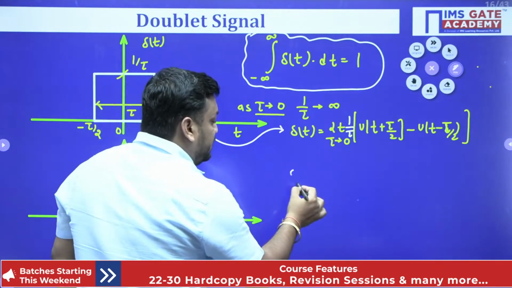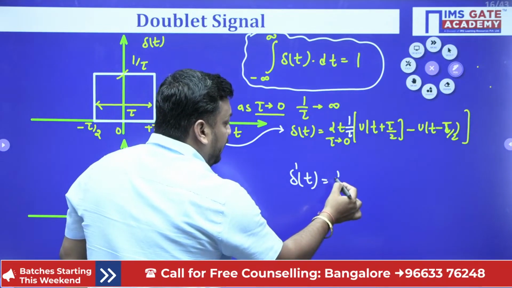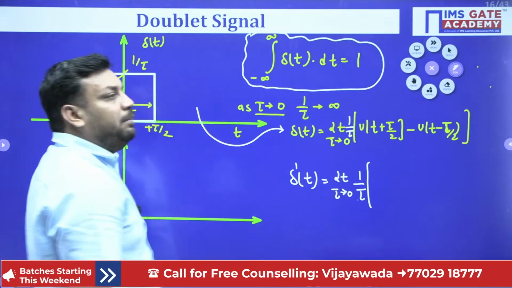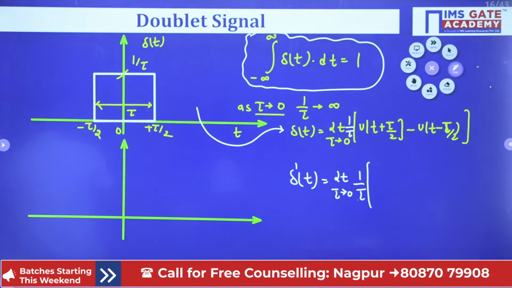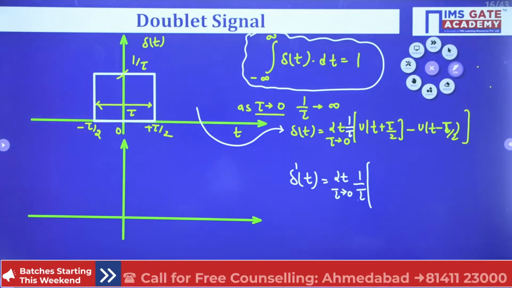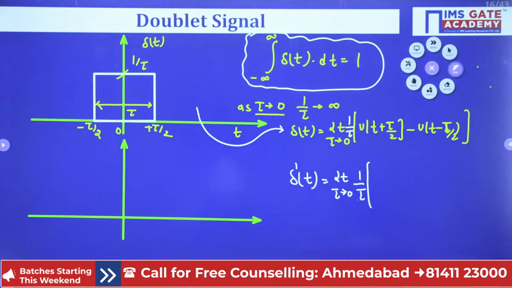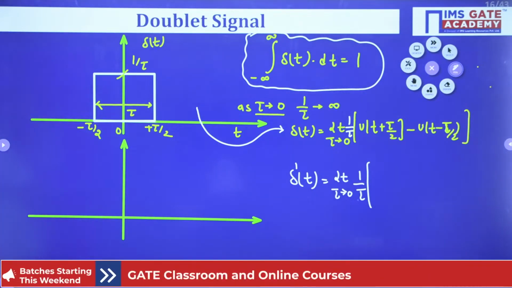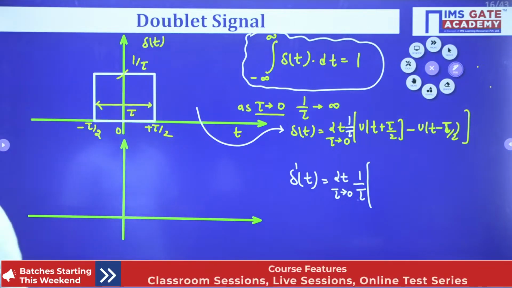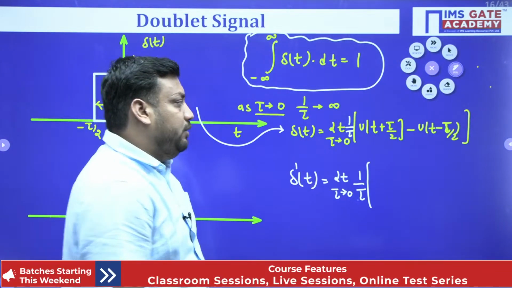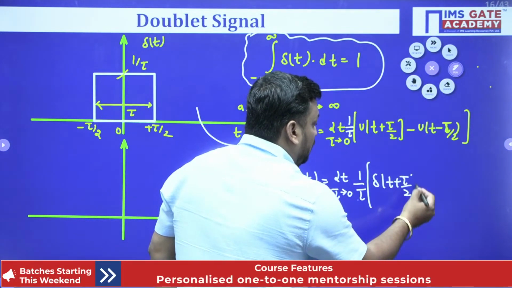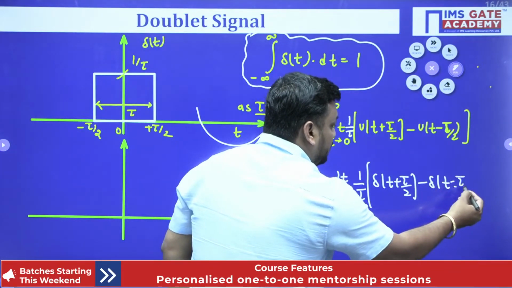Now student, if I differentiate it to get del dash t, then the limit tau tends to 0 stays as it is, and 1 by tau also stays as it is. Here we have a step nature, and ideally we know that whenever you differentiate this, you will get del of t plus tau by tau minus del of t minus tau by tau, bracket close.